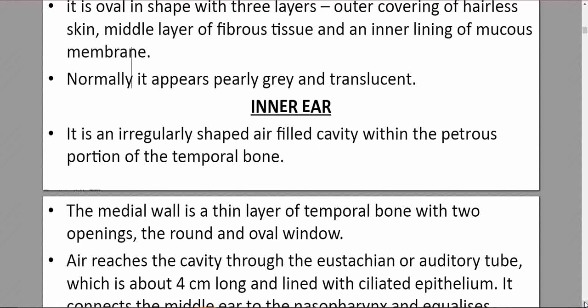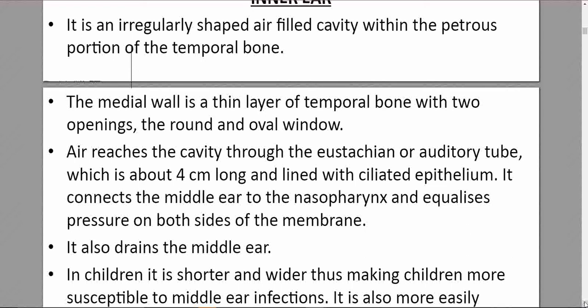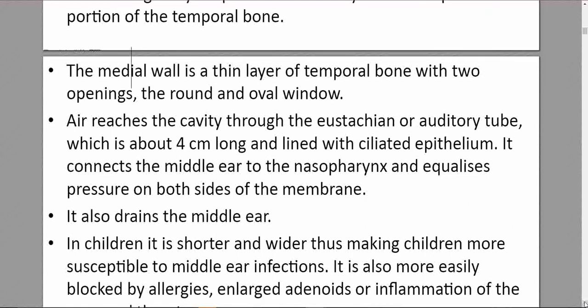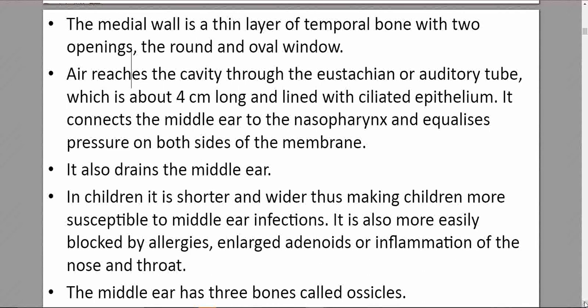Let's go to the middle ear. It is an irregular shaped air-filled cavity within the petrous portion of the temporal bone, and the medial wall is a thin layer of temporal bone with 2 openings, the round and oval windows. And then the air reaches the cavity through the auditory tube.